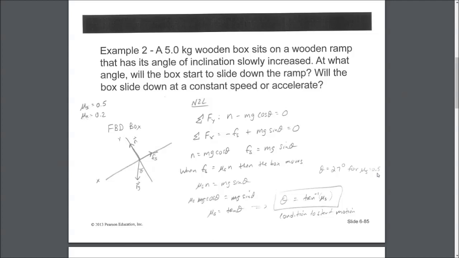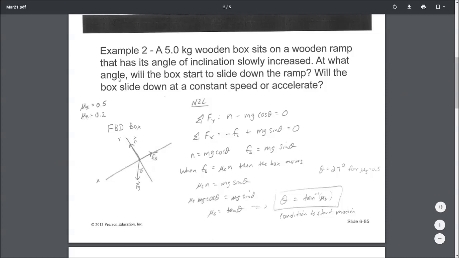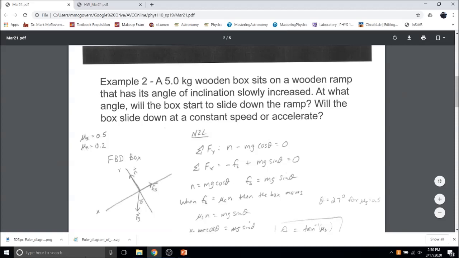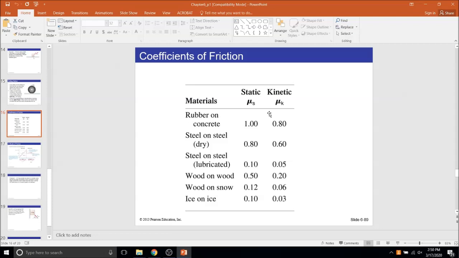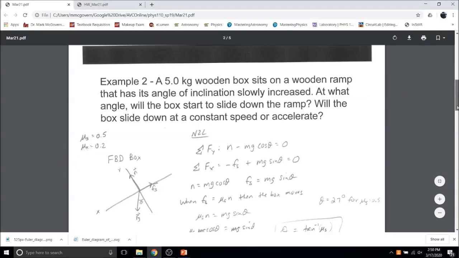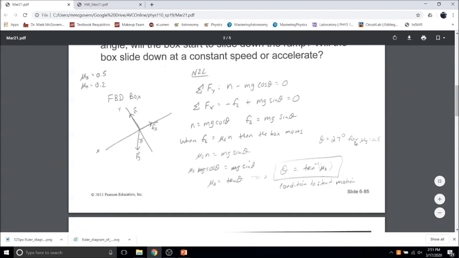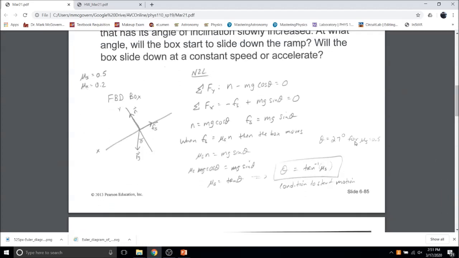So 0.5, let's go back to my table here. Where's the table? Here it is. So what I got here for wood on wood, wood on snow, that's strange. Wood on wood is 0.5. Steel higher, rubber and concrete higher. I did just for wood on wood. So if you have a wooden box on a wooden ramp, at a 27-degree angle, you have to exceed that, or I guess you have to reach it, and then it slips. So that's not much of an angle.